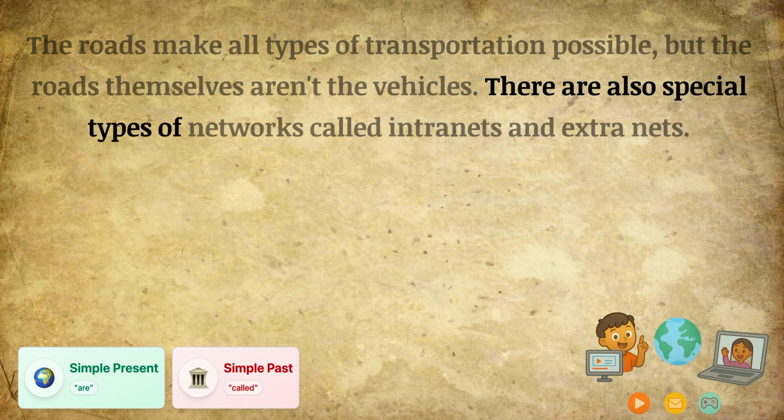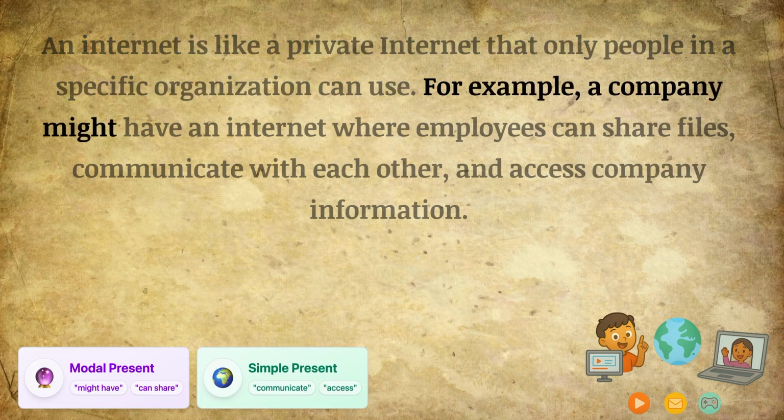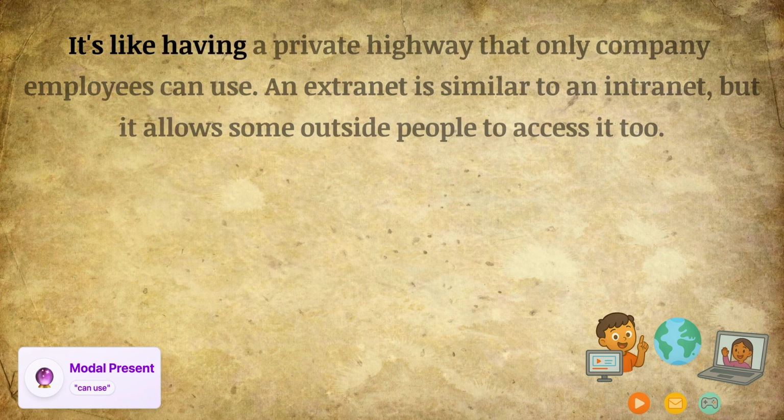There are also special types of networks called intranets and extranets. An intranet is like a private internet that only people in a specific organization can use. For example, a company might have an intranet where employees can share files, communicate with each other, and access company information. It's like having a private highway that only company employees can use.